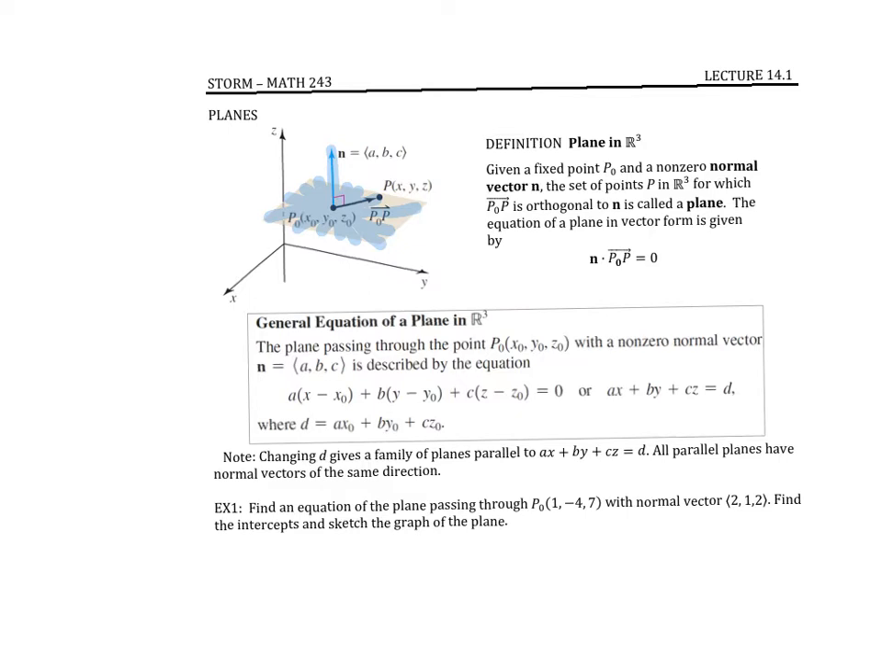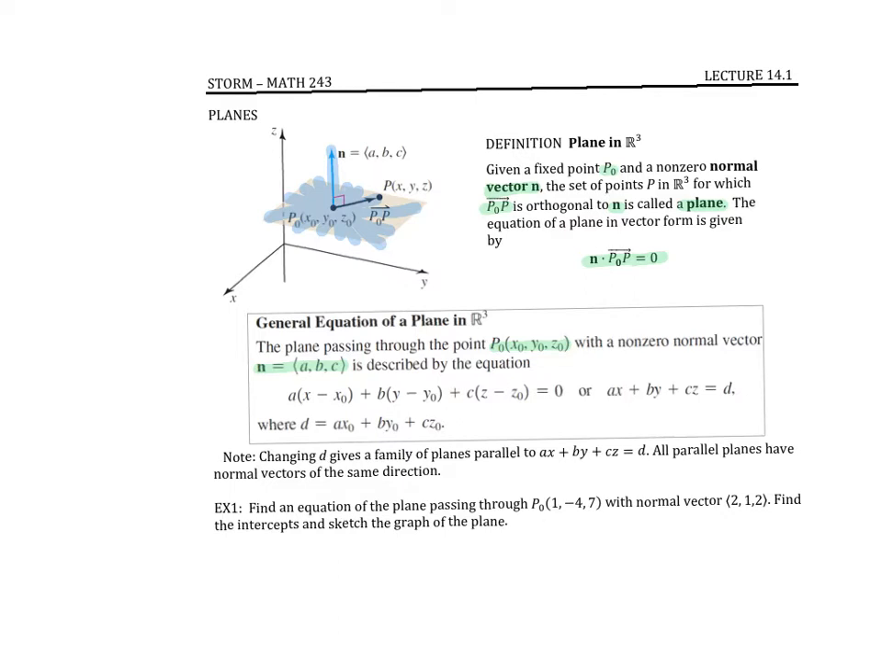And that's what's in this definition here. If you have some fixed point and a normal vector, then the set of all points for which this vector is orthogonal to n would generate our plane. So it's simply the normal vector dotted with any vector, so that it's equal to 0 since they're orthogonal. The equation we're going to use is in the box below. You just need a point and you need a normal vector.